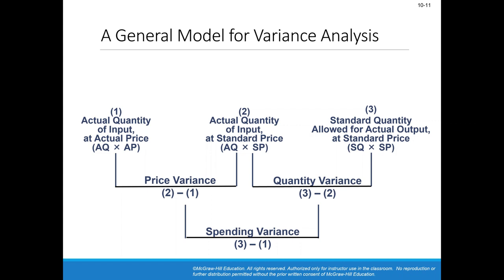But what we're going to start is that we're going to have the actual quantity at the actual price. So this is really what we paid, okay? And then first we're going to find the price variance. And so we're just going to separate the difference in the price based on the quantity we actually used.